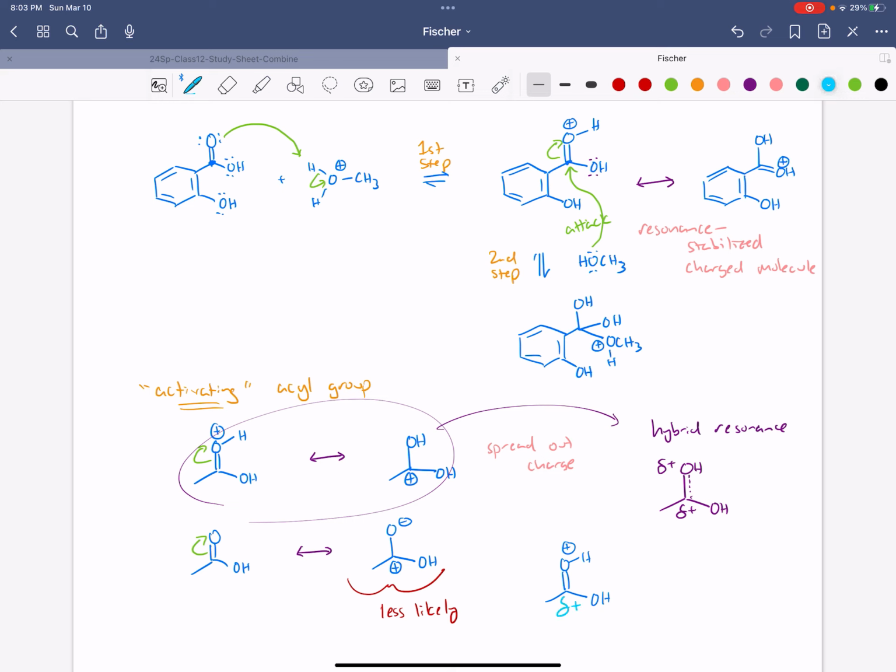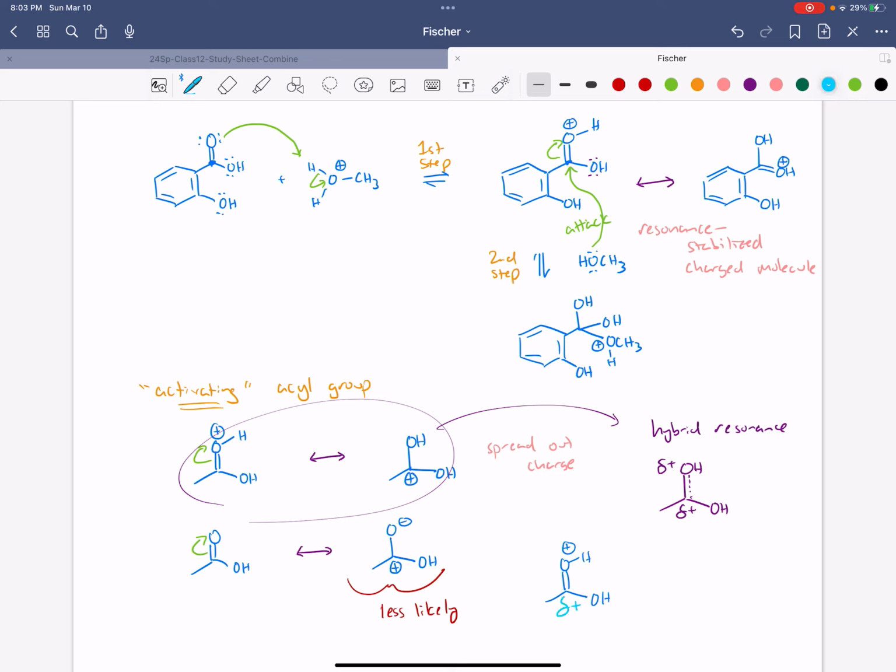Okay. Let's summarize the first page of these notes. The first one is, why do we protonate this oxygen? Because by protonating this oxygen, we get a resonance-stabilized conjugate acid. The second point here is, why is protonation good for this reaction? Because it makes methanol attack this carbon better. And how does that happen? It's because when you protonate the acyl group, you have a resonance structure that actually puts a positive charge on this carbon.